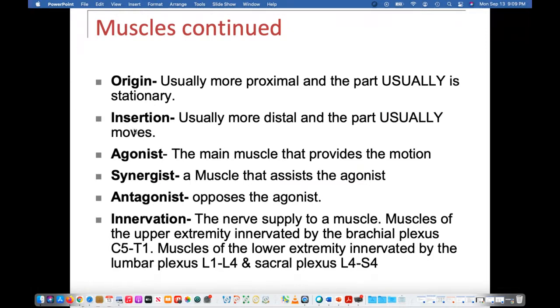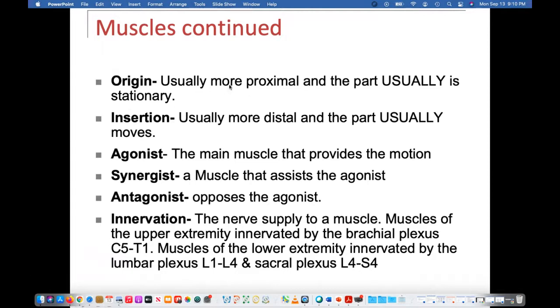So I'd like to go over a few terms that are kind of important to understand. These terms are origin, insertion, agonist, antagonist, synergist, and the term innervation. When you cover muscles and you're studying muscles, and it doesn't matter if it's the trapezius, the latissimus dorsi, the biceps brachii, brachioradialis, extensor carpi radialis longus or brevis, brachialis, triceps brachii, coracobrachialis, sternocleidomastoid, right? The names go on and on and on.